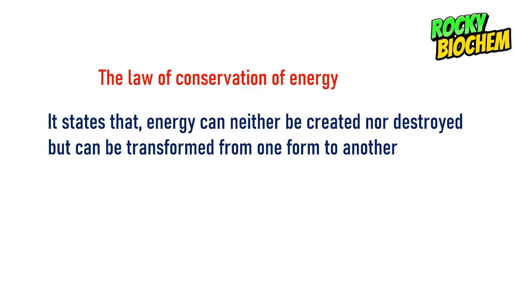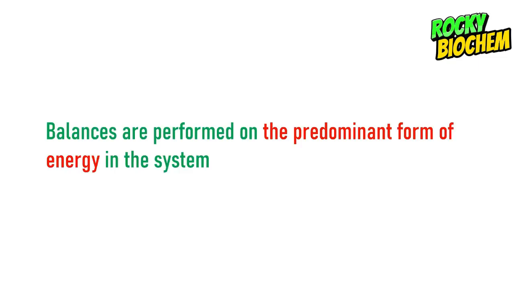So what we do is that we focus on the predominant form of energy in the system and then perform balance on that particular form of energy. It's not like that form of energy is the only energy in the system. We understand that there are different forms of energy in the system, but due to complexities in performing energy balance, we focus on only the predominant form of energy in the system and then use it for the calculation. So we perform balances on the predominant form of energy in the system and then ignore the other forms of energy in the system.